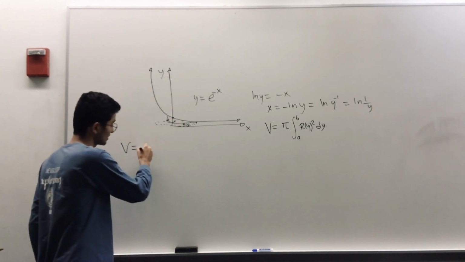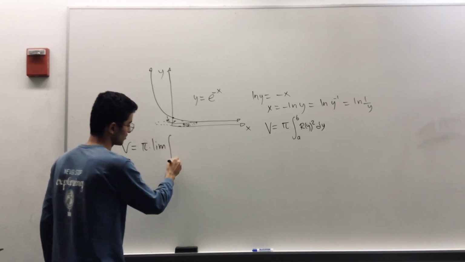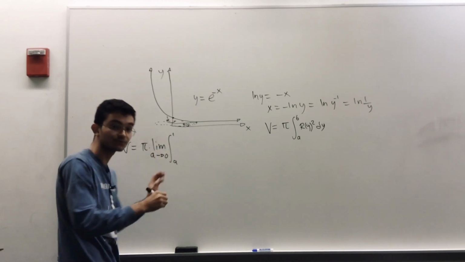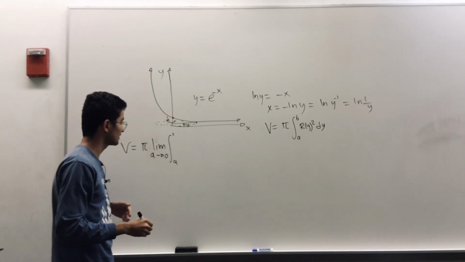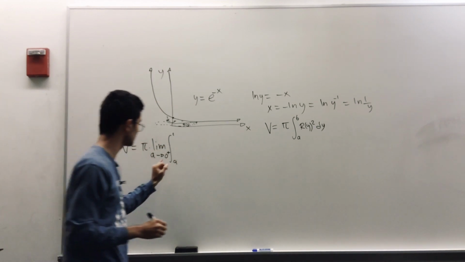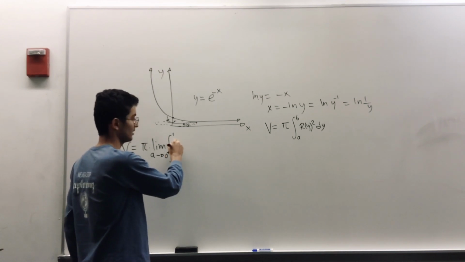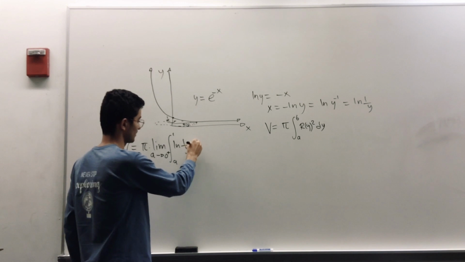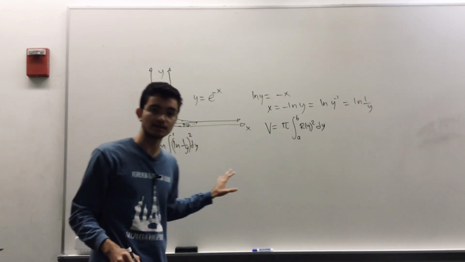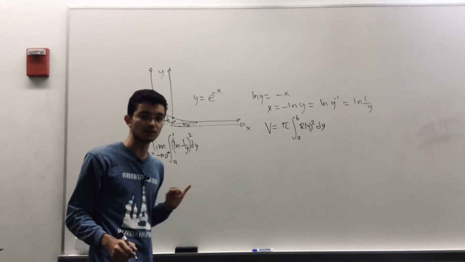So we're going to say this is pi times the limit of the integral from a to 1, right? As a approaches 0 from the upper side, so from the positive side, 0 plus. So the limit as a goes to 0 plus, integral from a to 1 of ln of 1 over y dy, and this is going to be squared, right? Now we can evaluate the integral, and as you can see over here, we can use integration by parts.